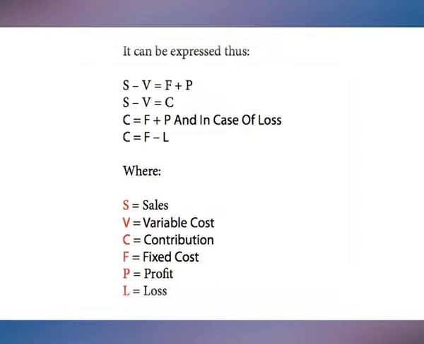Marginal cost equation. The algebraic expression of contribution is known as the marginal cost equation. It can be expressed thus: S minus V is equal to F plus P, S minus V is equal to C, C is equal to F plus P, and in case of loss, C is equal to F minus L, where S is equal to sales, V is the variable cost, C is the contribution, F is the fixed cost, P is the profit, and L is the loss.